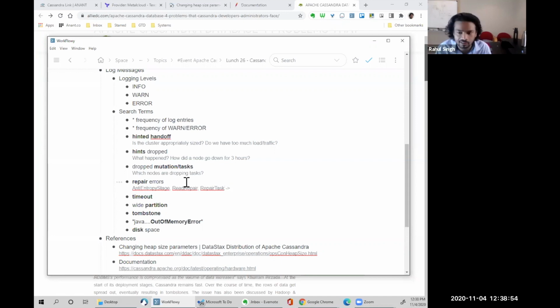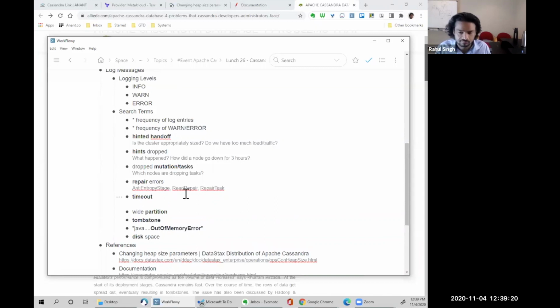But what may be happening is it's unable to either look at the SSTable or it's unable to talk to the other node to do that repair. Repair means synchronize and make sure that all the copies of the data, all the replicas of the data are in sync, right? Repair errors can also happen if the machine is too busy.